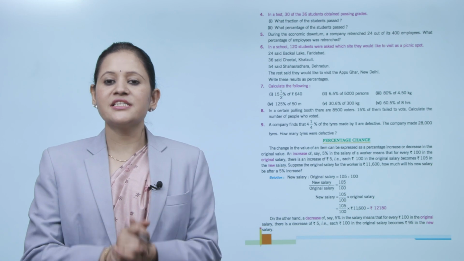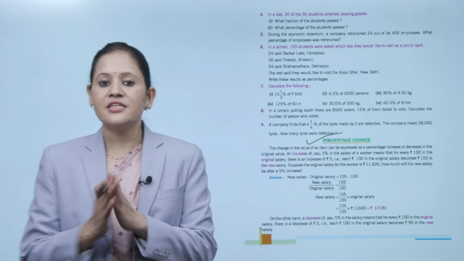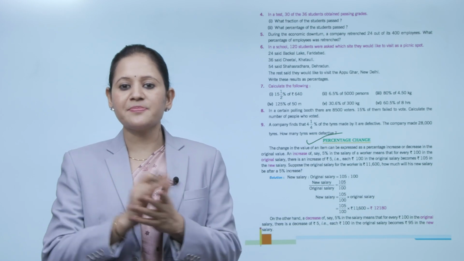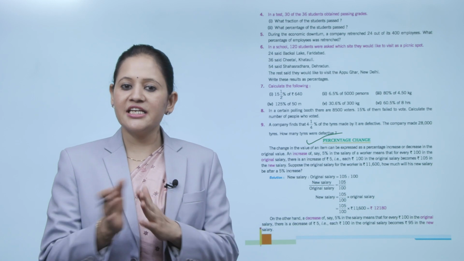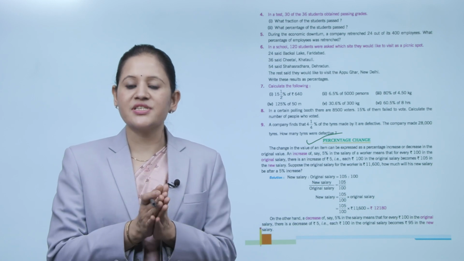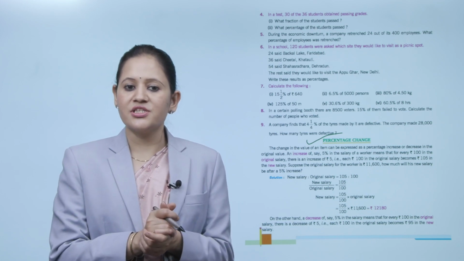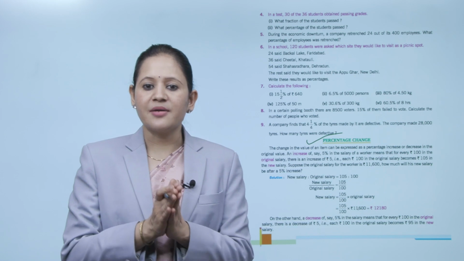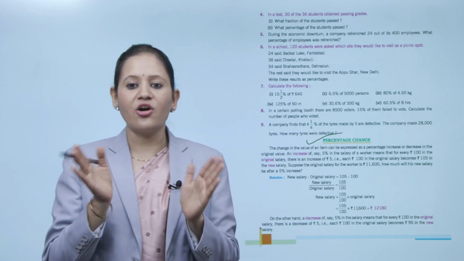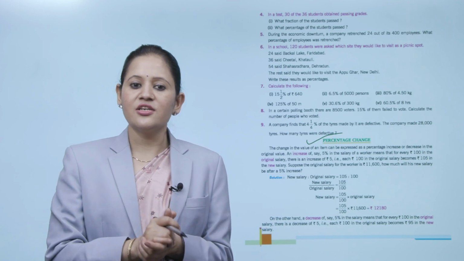Next is percentage change. The change in the value of an item can be expressed as the percentage increase or decrease in the original value. An increase of say 5% of the salary of the worker means for every rupees 100 in the original salary, there is an increase of rupees 5. For example, each rupees 100 in the original salary becomes rupees 105 in the new salary.